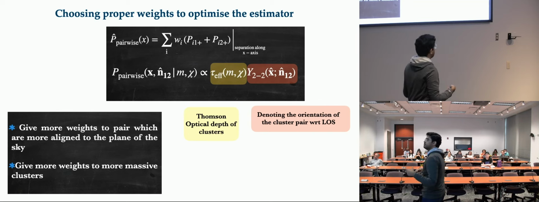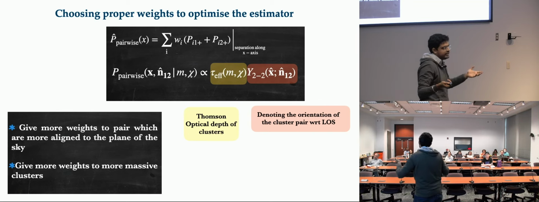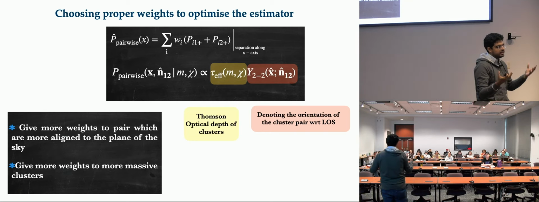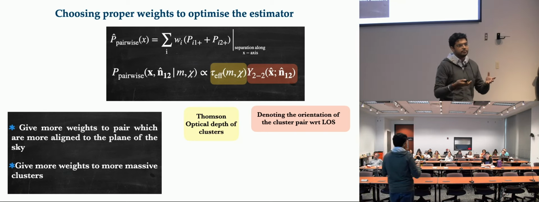And also, you can do a mass weighting or an optical depth weighting, which is an equivalent thing, to say. It's just that the more massive the pair, the more signal there is, and you want to weight those pairs more than the others.